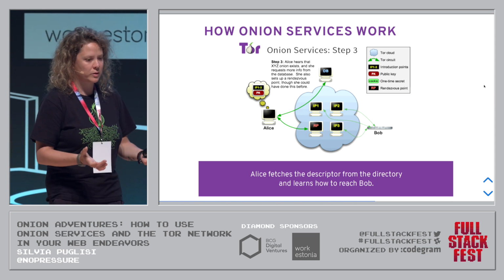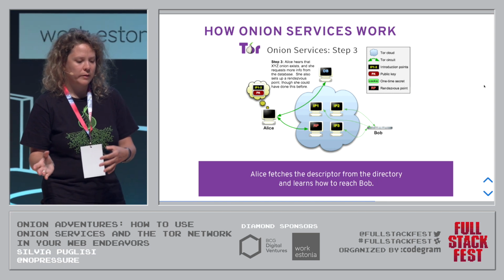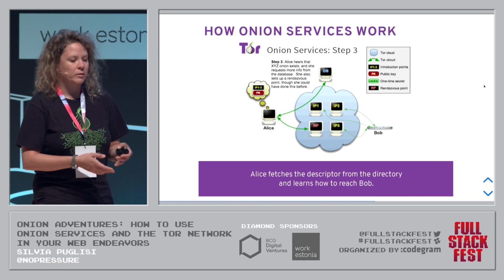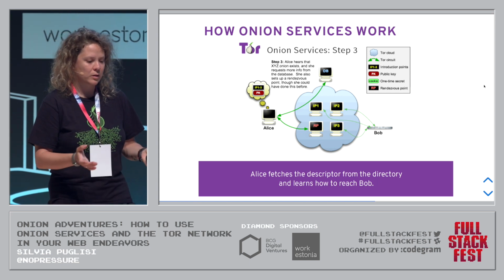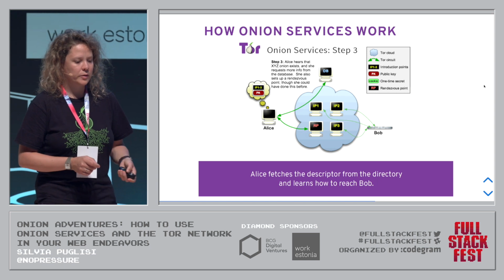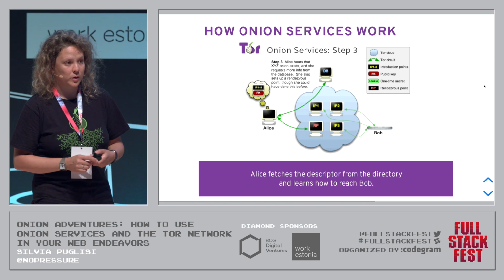Later on, when Alice wants to connect to Bob and knows that the onion service exists, Alice can fetch the descriptor from the directory and learn how to reach Bob, because she will know that there are 3 nodes in the network that allow her to connect to Bob. So also what Alice does, she picks another node that is called rendezvous point.